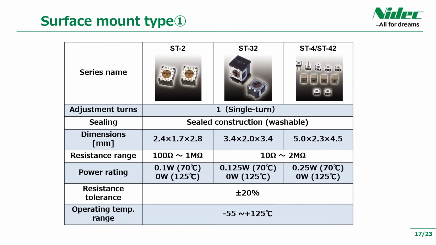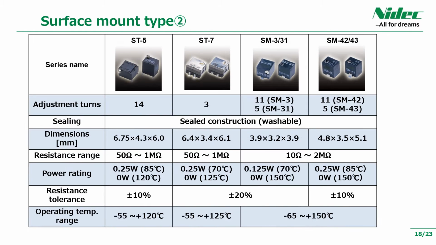Next, we would like to introduce single-turn type products. Saint 2 is the smallest of our surface mount types. It is recommended for places where the mounting space is very small. As you can see, the wide range of operating temperature proves another feature in our product lineup.